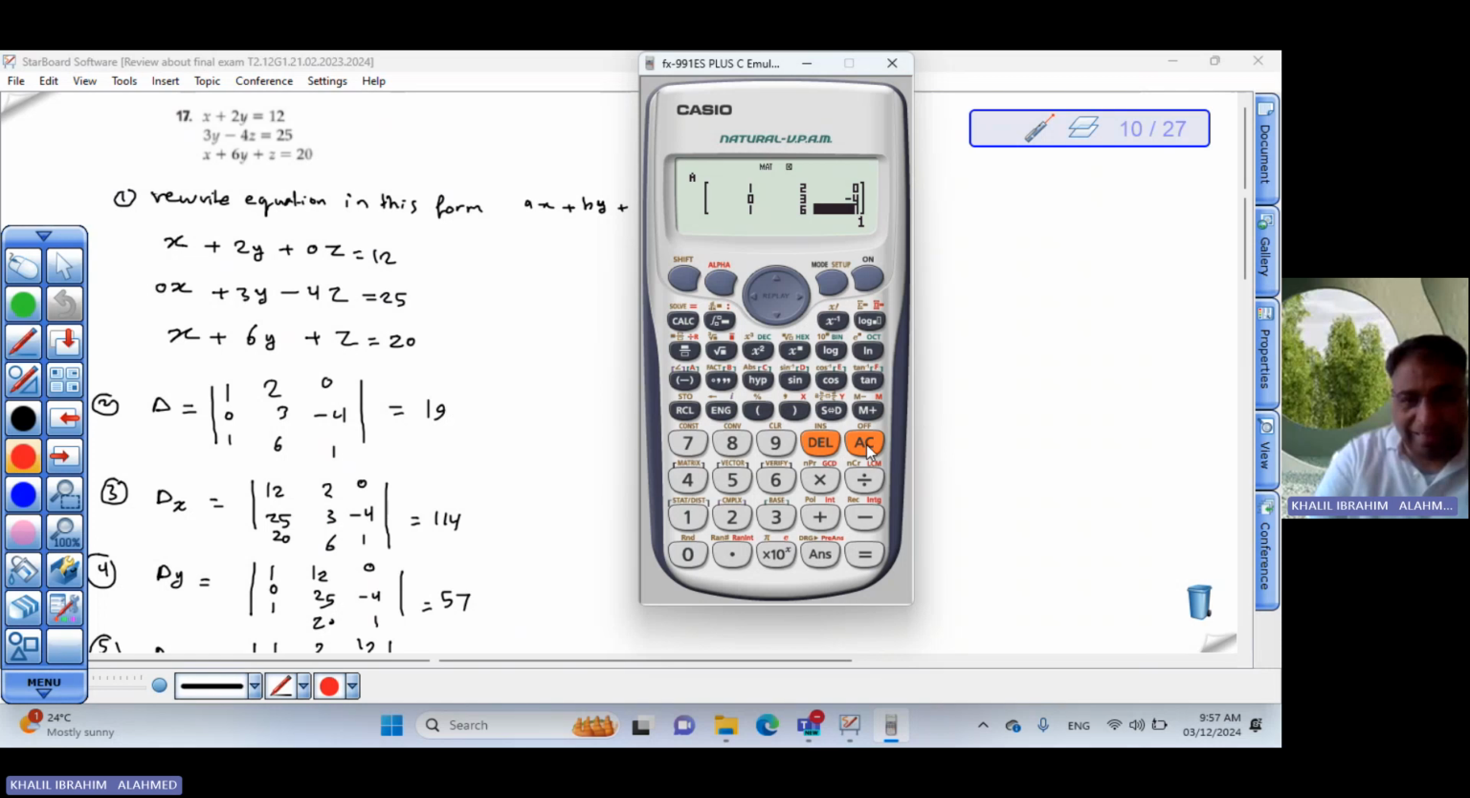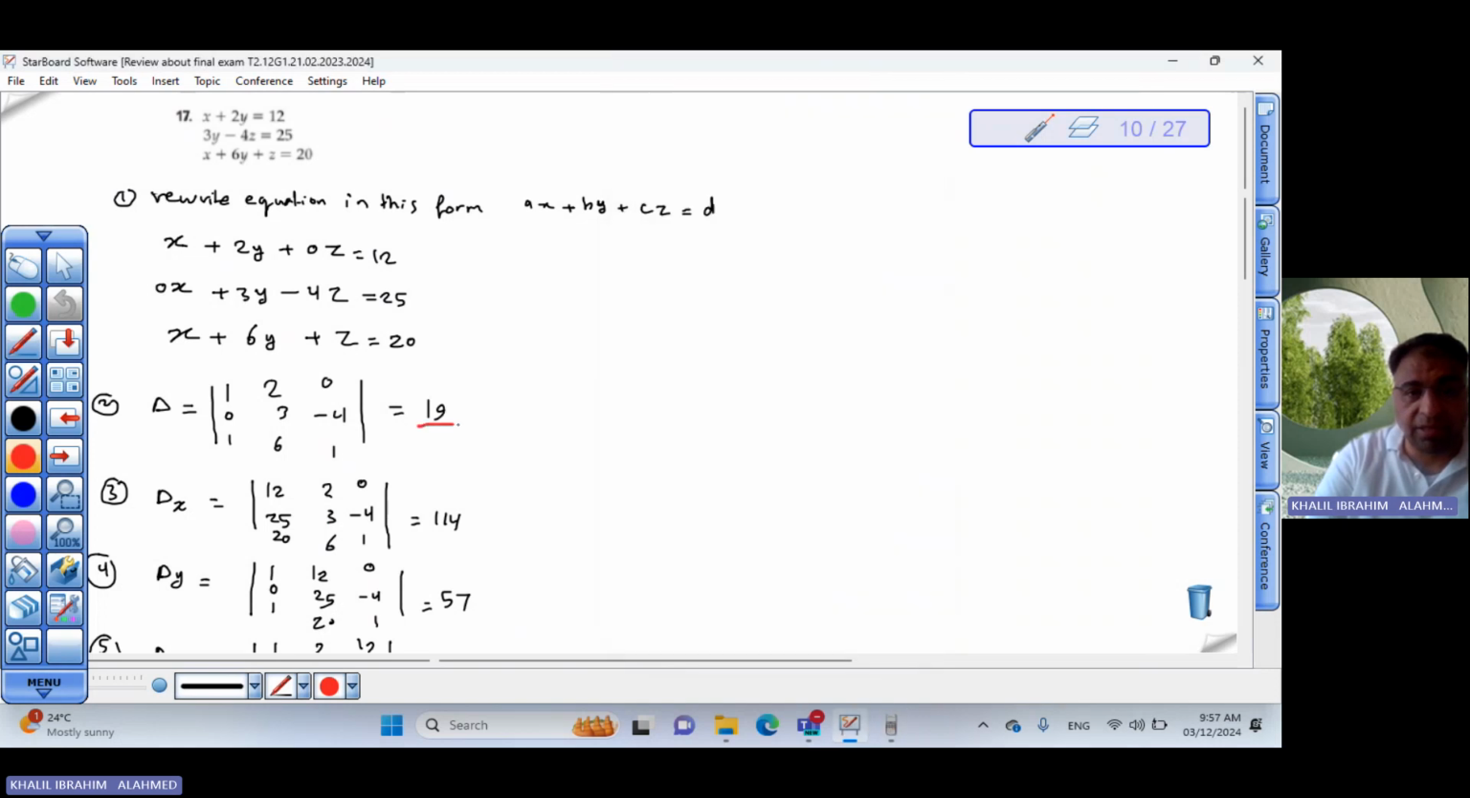Okay, everything is ready. Press AC to save, for saving the information or the data in your calculator. Then what can we do? Shift 4, 7, then shift 4, 3, matrix A. This is the matrix A that I saved with all the elements inside it. Okay, close the brackets. The answer here equals 19, as you see, 19.